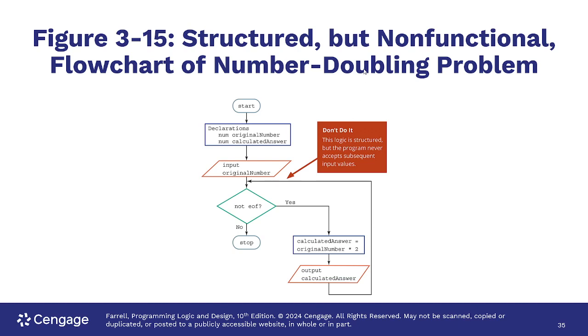Here is a structured but non-functional flowchart, and this is why. We take in the prime value and we start running this loop, but we never actually change the prime value. And so we don't know if it's the end of the file or not. We continue in an infinite loop where it continues to calculate the answer and output the calculated answer, but we never actually get a new original number. Therefore, this is going to continue to run infinitely.